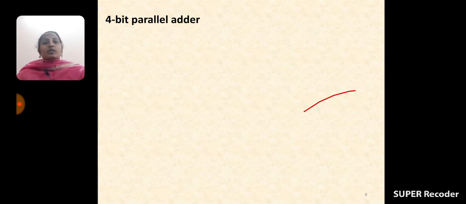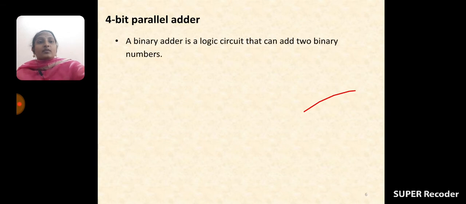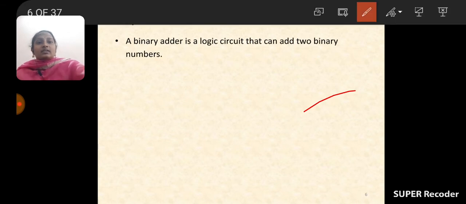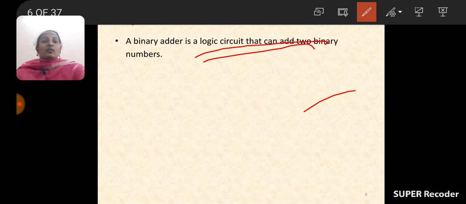Especially it is used for nibble to nibble addition. 4 bits are added to 4 bits, 8 bits are added to 8 bits. So here it is a 4-bit parallel adder, simply also called a nibble adder. 4 binary bits will be added to the other 4 binary bits.